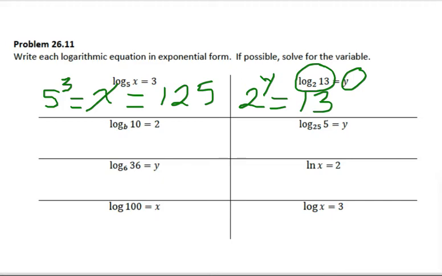For the next problem, we have log base b of 10 equals 2. So the base is now b, and since logs are exponents, this log equals 2, so that will be the exponent, and 10 will be on the other side of the equation.